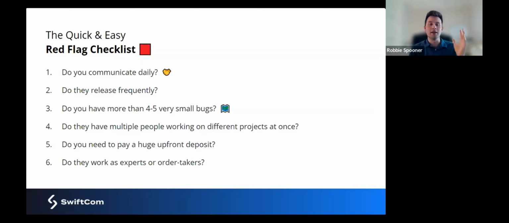And then lastly, the expert versus the order taker. Is there process? Is there communication? Is there a way of working? The doctor that is there to help you diagnose, go through your treatment journey with you? Or are they just an order taker that's somewhat expecting you to prescribe what you want and they'll just fill it out best they can?